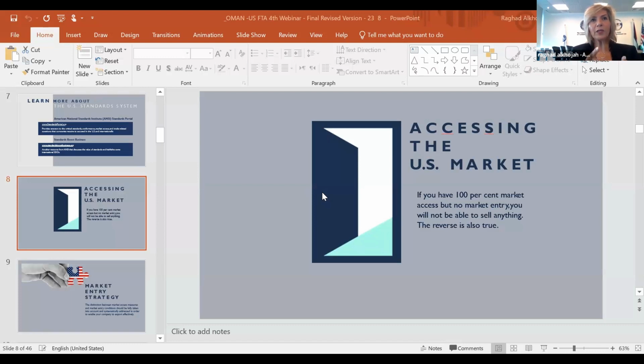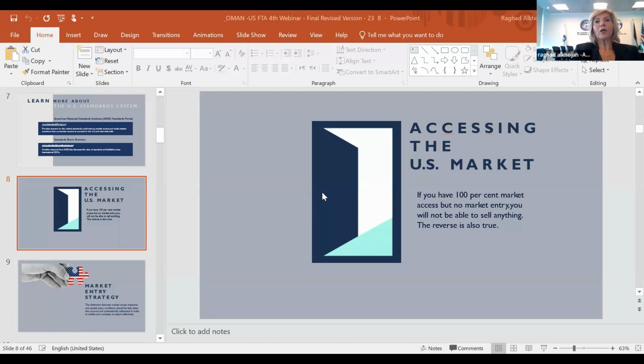Rebecca, can you see my picture or can you see the screen? I can see your whole screen with the slides on the left, and it says accessing the US market with a door. Just to see. Okay.